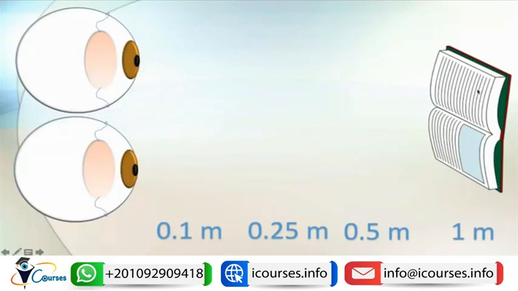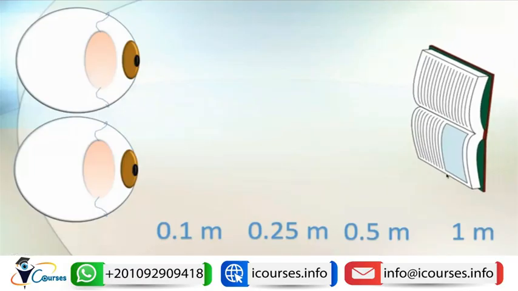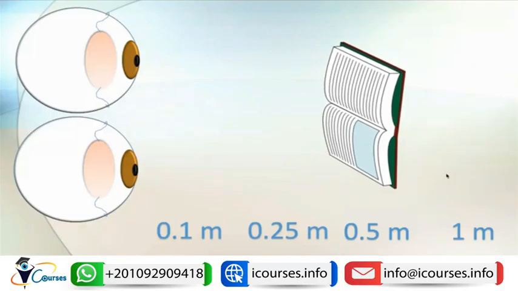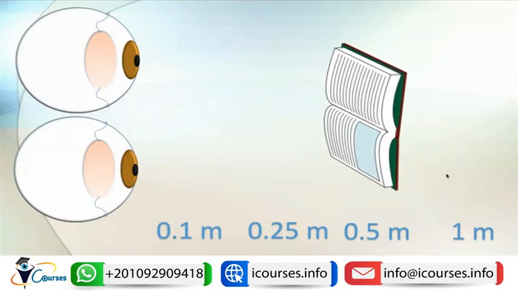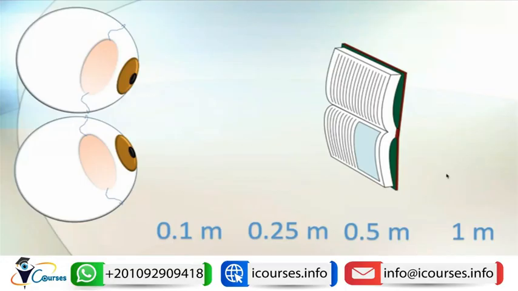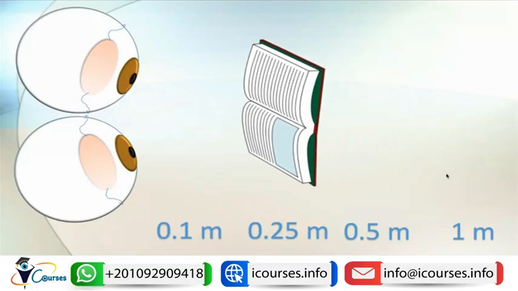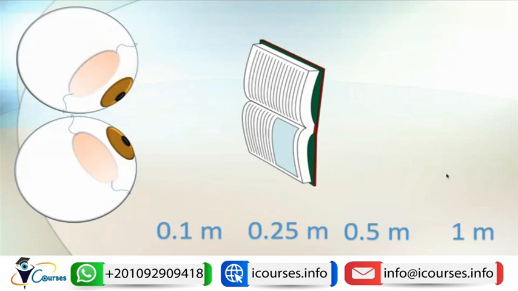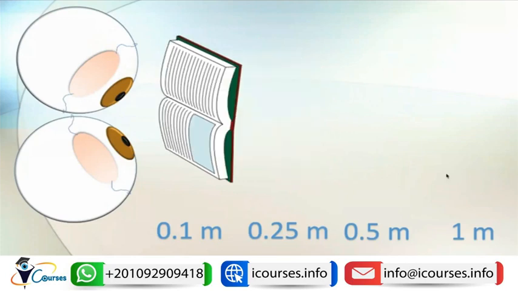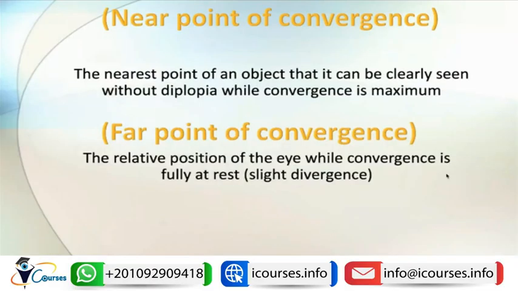So again, if the book is here at 1 meter, the eyes are looking straight forward. But when the book is approximated to about 0.5 meters, then the eyes will slightly converge. And when the book is approximated more and more, the eyes are converging more and more. So the convergence also increases with decreasing the distance between the near target and the eye. So this can lead to what's called the near point of convergence and the far point of convergence.